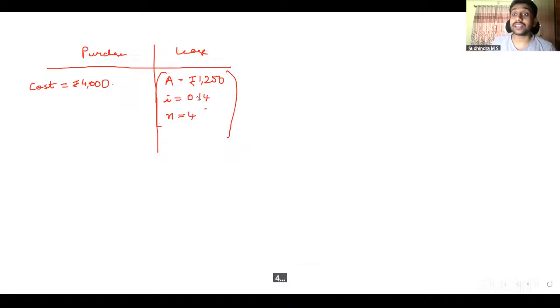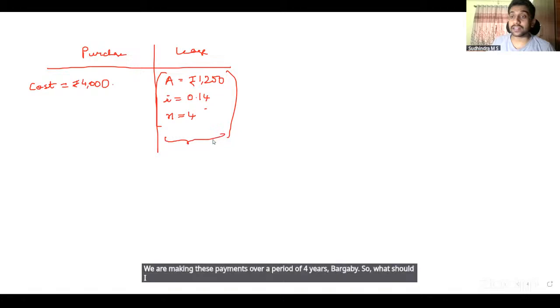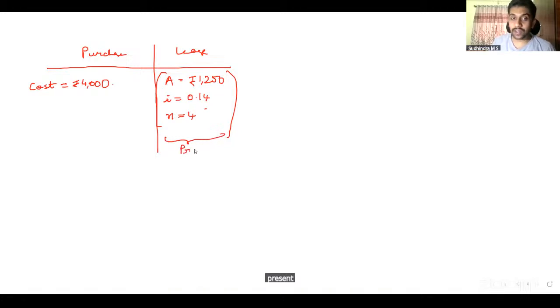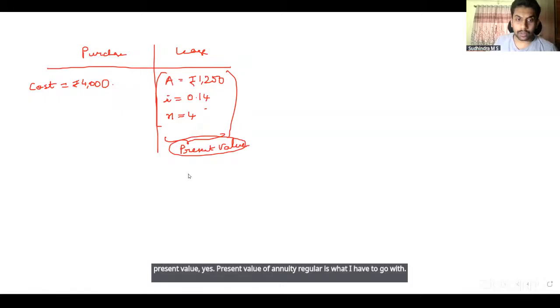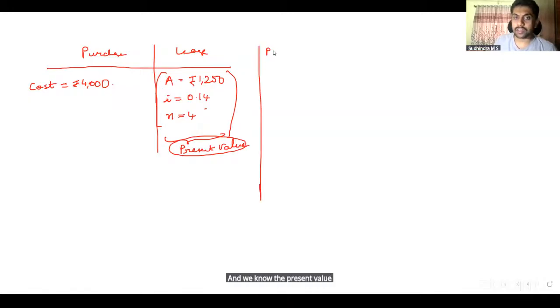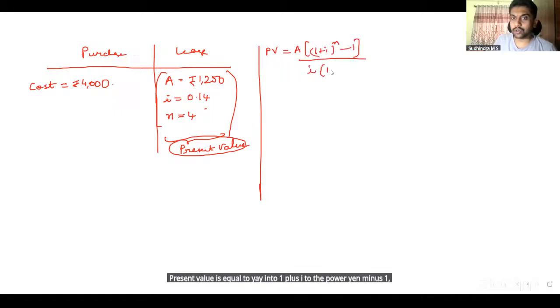But we are making these payments over a period of 4 years, Bhargavi. So what should I do? I should calculate the present value of the annuity. Yes, the present value of a regular annuity is what I have to go with. And we know the present value formula: present value is equal to A into (1 plus I to the power n minus 1) divided by I into (1 plus I to the power n).